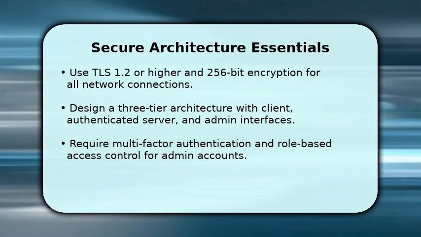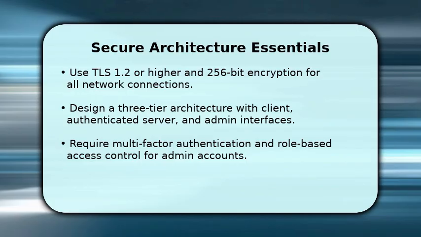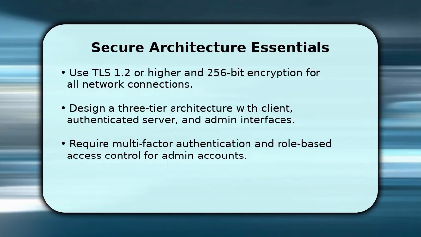Design a secure architecture before writing any C# code. Use TLS 1.2 or higher and 256-bit encryption for all network connections. Separate components into a 3-tier architecture with client, authenticated server, and admin interfaces. Require multi-factor authentication and role-based access control for administrator accounts.